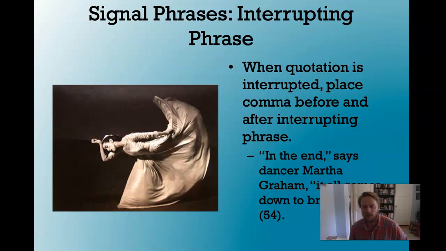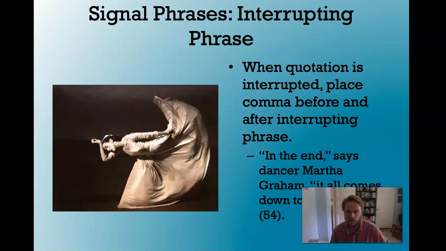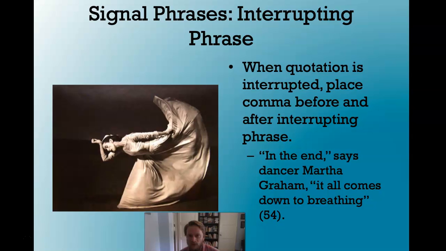You can also put the signal phrase in the middle of your sentence. So that's called an interrupting phrase. When a quotation is interrupted, place the comma before and after the interrupting phrase. So let me move my picture here. "In the end," says dancer Martha Brown, "it all comes down to breathing." So notice that the comma comes right here after the first part of the quotation, and then right after the author's name, Martha Brown. And the signal verb in this case is says.